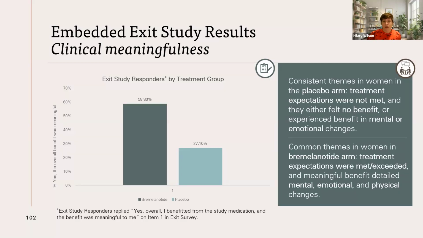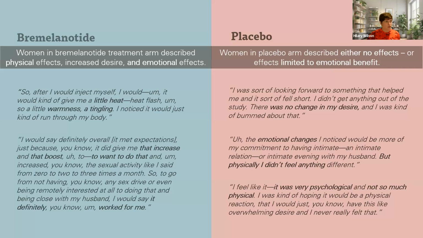On the next slide, you'll see some of the quotes from women in the study. So in bremelanotide, you can see they're talking about experiencing a little heat, warmness and tingling, an increase or boost to want to do that, representing that desire and an indication that the treatment worked. Whereas in the placebo, in the top, you see a woman who was not a responder and says, there was no change in my desire. I was bummed about that. Or the next two describe emotional changes or psychological, but not any physical changes.